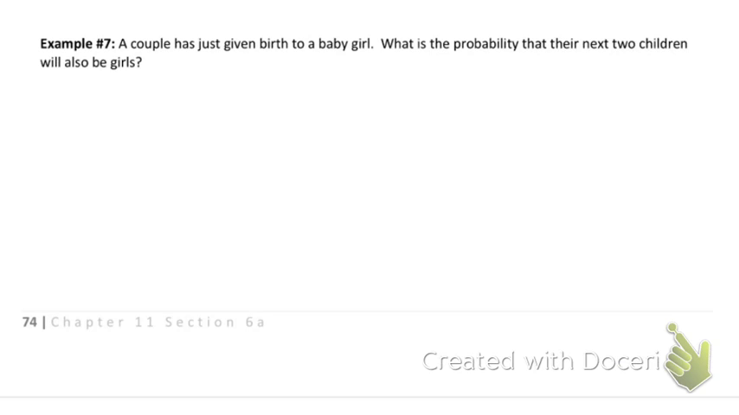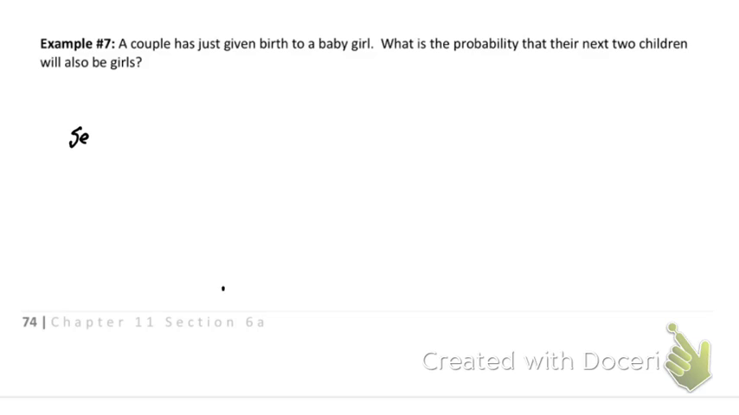Last one's more of a cheeky problem than anything else. A couple has just given birth to a baby girl. What is the probability that their next 2 children will also be girls? Yes? Whatever you raise your hand for. It'd be 1/4. It would. Are children dependent on the other one? So if your parents have a boy, same 50-50 to have a boy the next time. 50-50 to have a boy the next time.